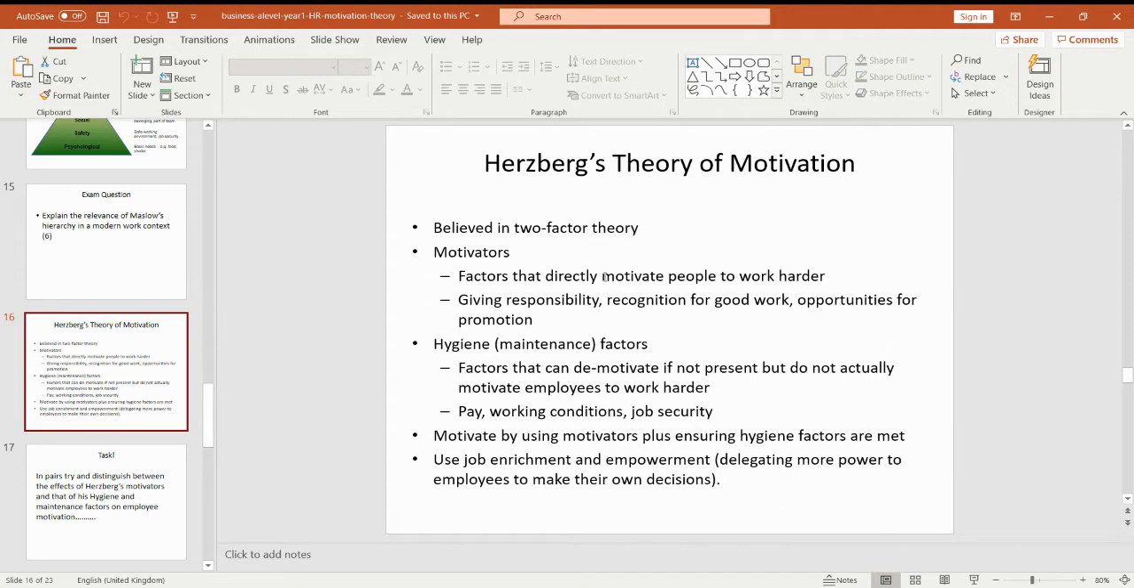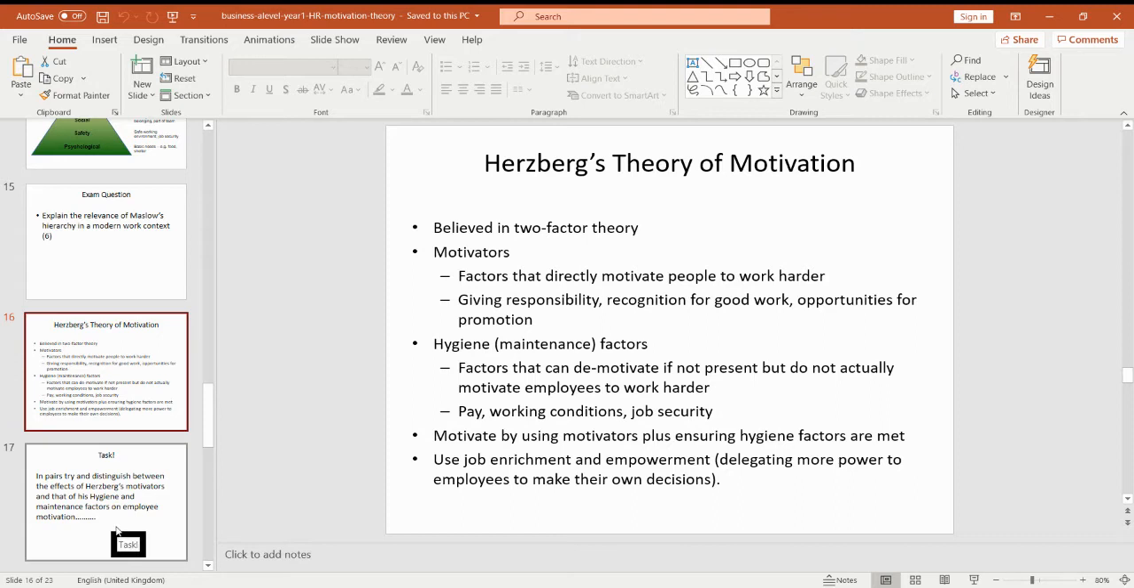So the fundamental aspect of Herzberg's theory is staff are motivated by using the key motivators, such as opportunities for promotion, giving them responsibility, but the hygiene factors have to be met. Also within this, they can use factors such as job enrichment, trying to enrich someone's work, or empowerment, allowing people to make more decisions for themselves. So that also fits in with Herzberg's theory of motivation.